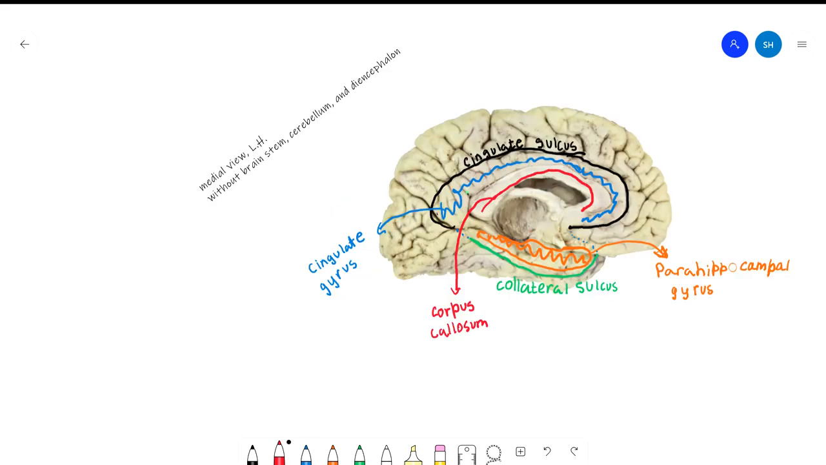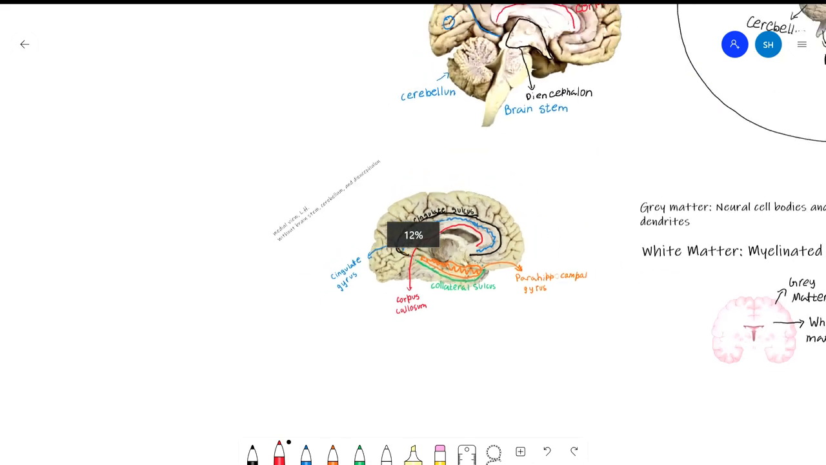So there you have it. That's basically all the major landmarks that you can find in the brain, even though there are a ton more.